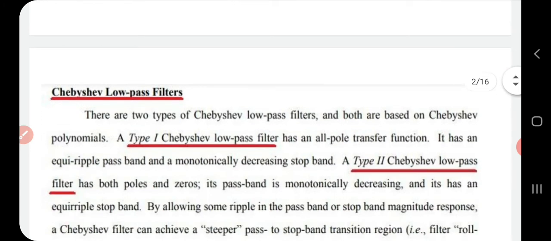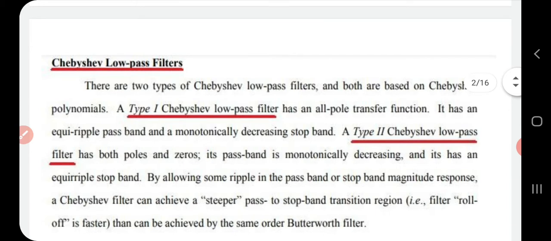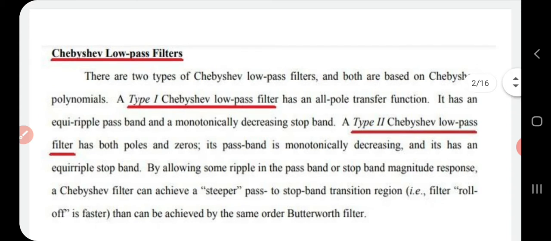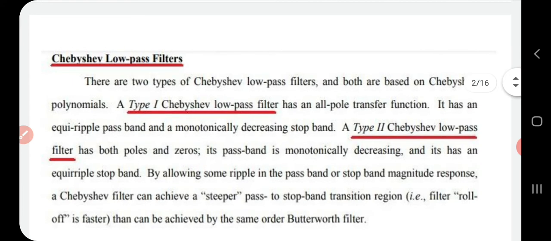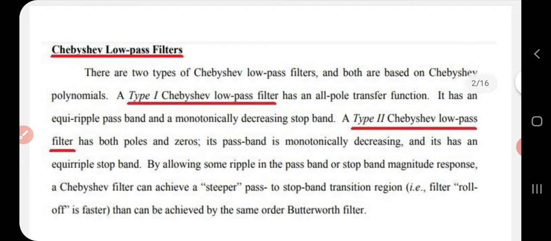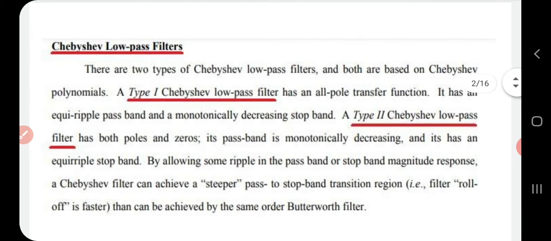Now, this is the name Chebyshev low pass filter. So there are two types of Chebyshev low pass filters, and both are based on Chebyshev polynomial that we will see now. They are categorized into two, that is type 1 Chebyshev low pass filter and type 2 Chebyshev low pass filter. In type 1 they have an all pole transfer function, that means they have only poles, that is they are constructed based on the evaluation of only poles and not zeros. It has an equiripple pass band and a monotonically decreasing stop band. So pass band has ripples, whereas stop band is drastically decreasing.